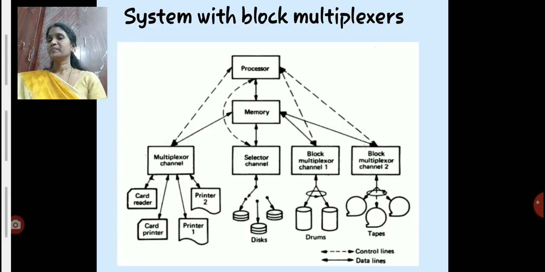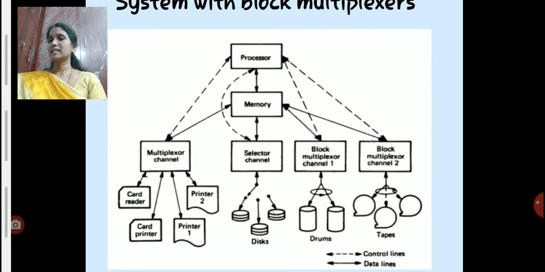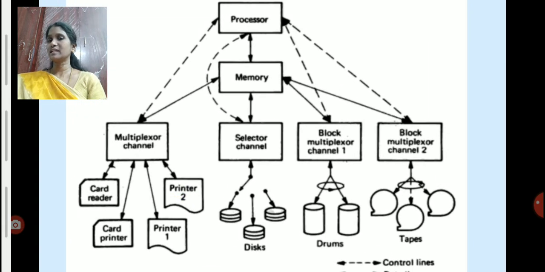Here we see the overall system which has all. It has selectors, it has multiplexers, and it has block multiplexers too. Above we have the processor which is connected to memory. Then we have the multiplexer channel. In the middle we have the selector. Selector is handling only one device at a time. See? And on the left side we have the multiplexer. Multiplexer handles more than one device at a time.